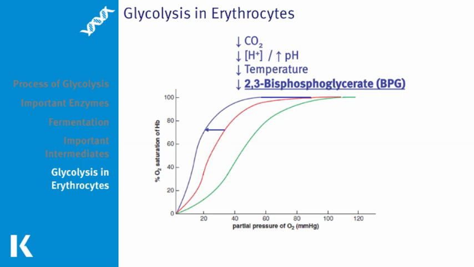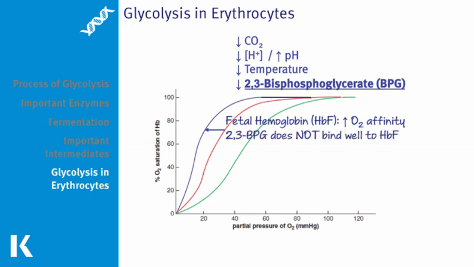Now, what about leftward shifts of the curve? For fetal hemoglobin, it is that kind of shift which allows oxygen to be transferred to the fetus across the placenta. Fortunately, 2,3-bisphosphoglycerate does not bind well to fetal hemoglobin, which keeps the fetus fully oxygenated should mom decide to get some exercise. That concludes the material this video is going to cover.